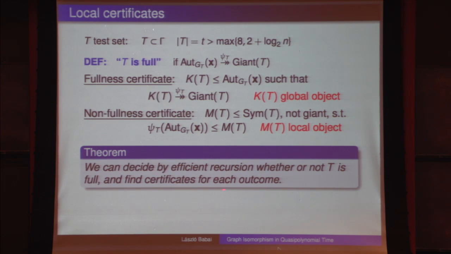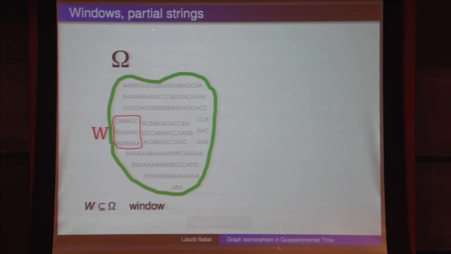Okay, so this is the theorem that we can decide by efficient Luks recurrence whether or not T is full, and find these types of certificates for each outcome. Okay, all right.